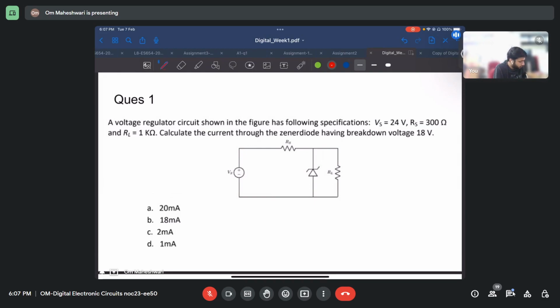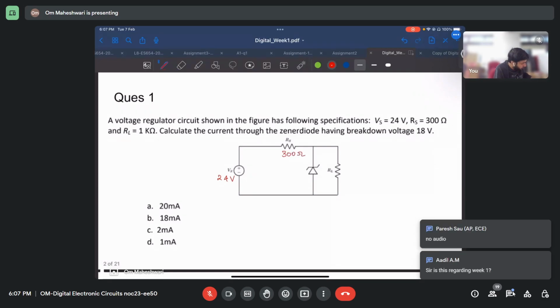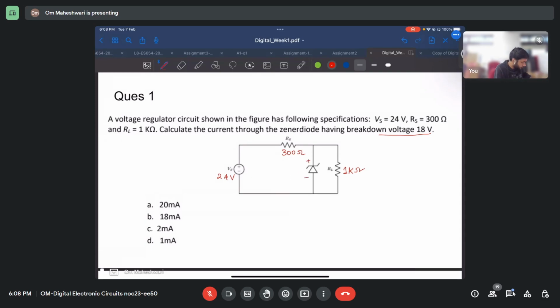Here in this question, we have a voltage regulator with specification Vs is 24 volts, Rs is 300 ohms, and RL is 1 kilo ohm. And the Zener diode has a breakdown voltage of plus minus 18 volts. What we have to find is the current through the Zener diode when its breakdown voltage is given.